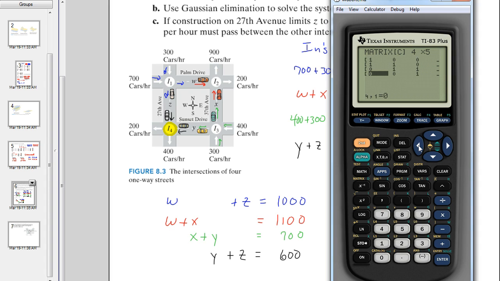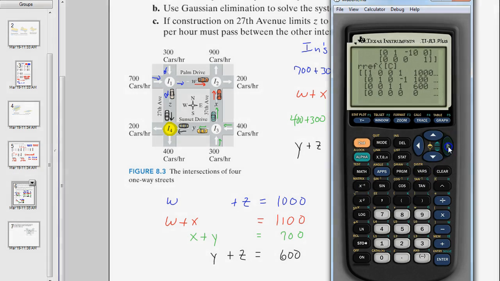And finally, there's no w, no x, a y, and a z equals 600. So I've got that set up. I'm going to hit second mode. I'm going to go back and RREF. This is matrix C this time. And this is what I get.